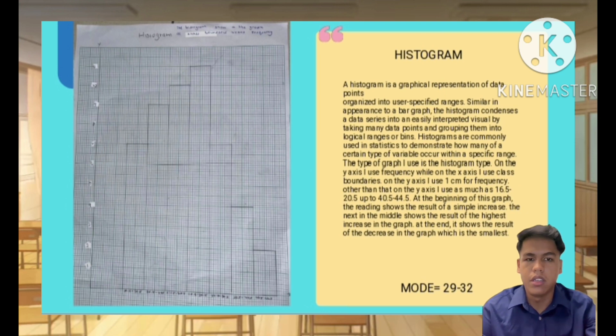Histogram. A histogram is a graphical representation of data points organized into user-specified ranges, similar in appearance to a bar graph. The histogram condenses a data series into an easily interpreted visual by taking many data points and grouping them into logical ranges or bins.